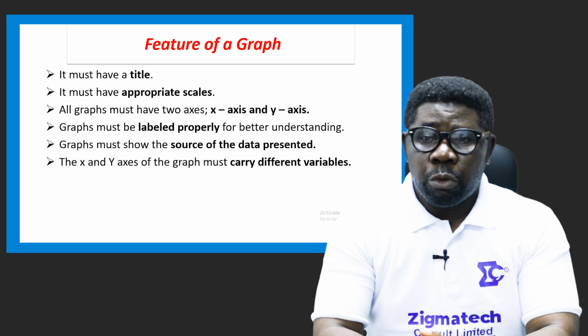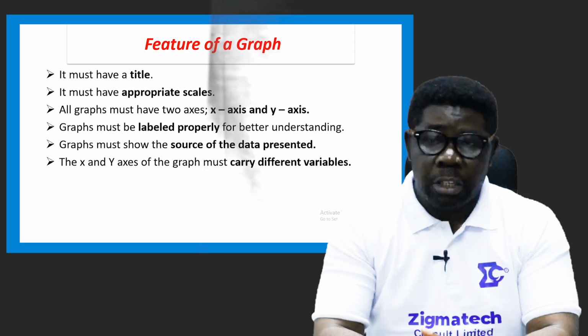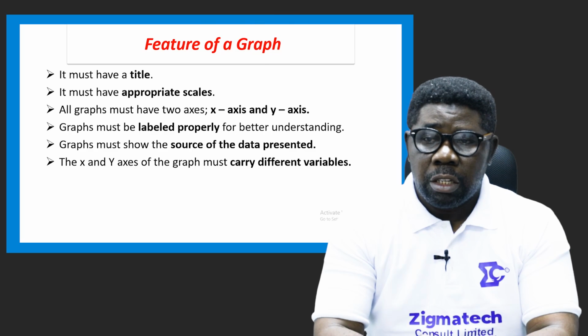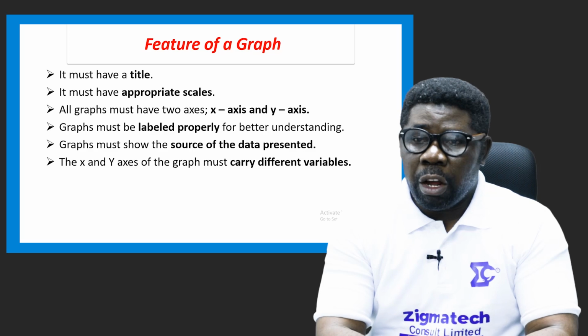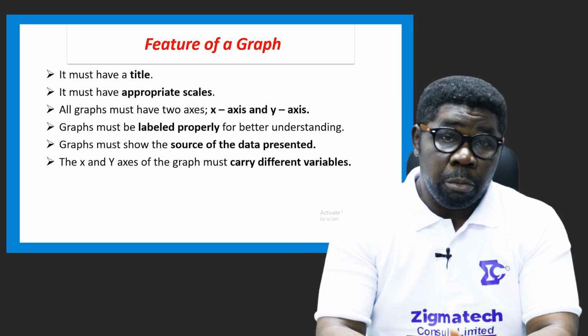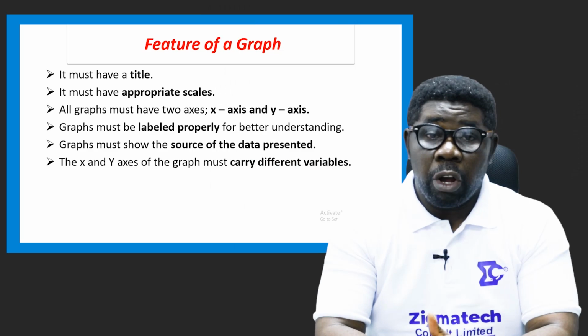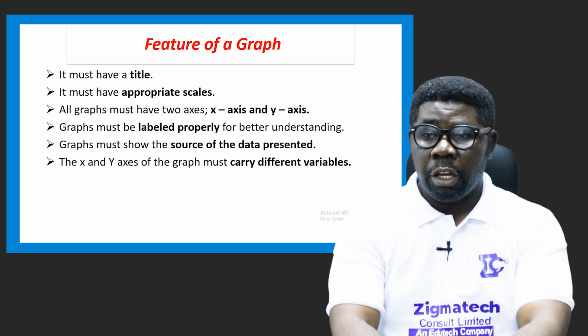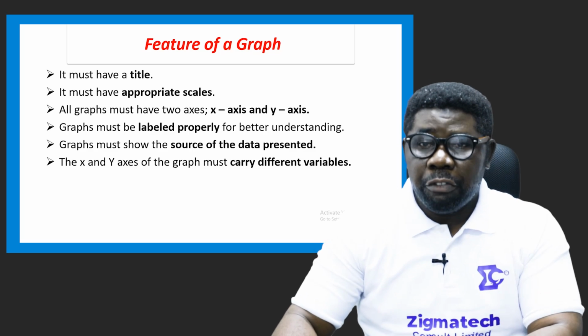Then graphs must show the source of data presented. When was this data, where was this data gotten from? All right? The source must be also labeled or written there if you have it. The x and y axis of the graph must carry different variables. Sometimes it may be uniform, but sometimes they carry different variables for accuracy and proper analysis, okay? So yes, this is for graph.